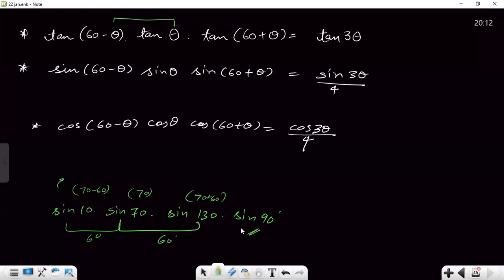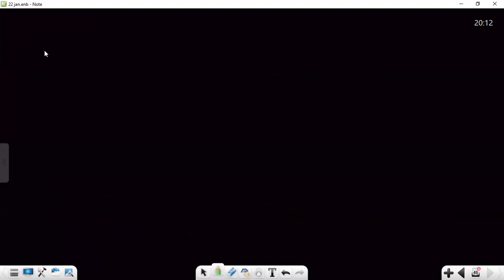And what about this term? We know sine 90 is what? Sine 90 degrees. Anyone? Come on, it's 1. Anything multiplied with 1, the result will be the same. Now theta is 70 here. Sine of 3 times 70 degrees becomes sine of 210.